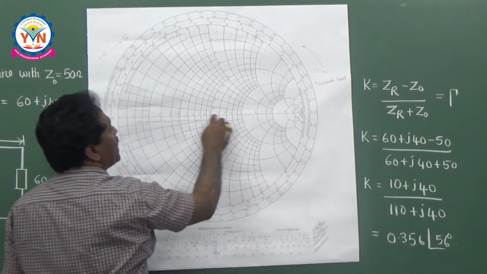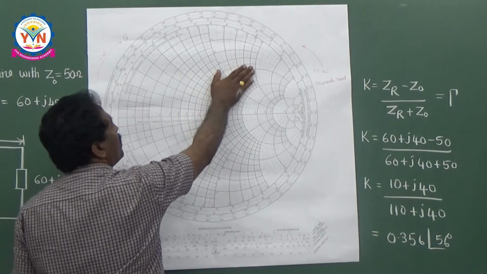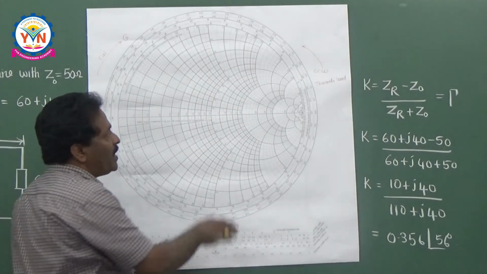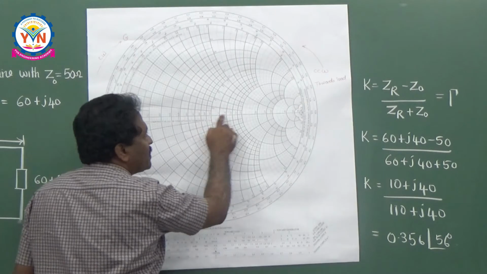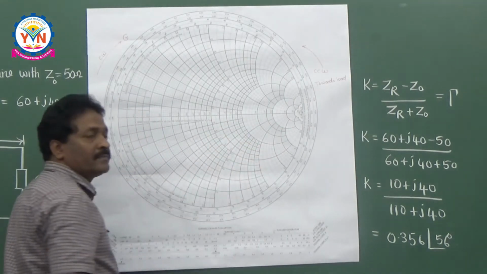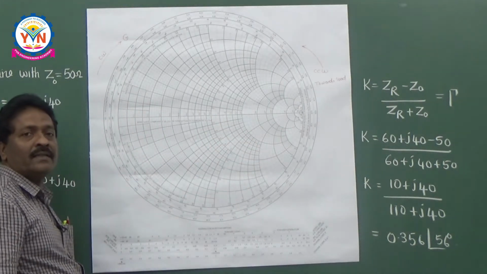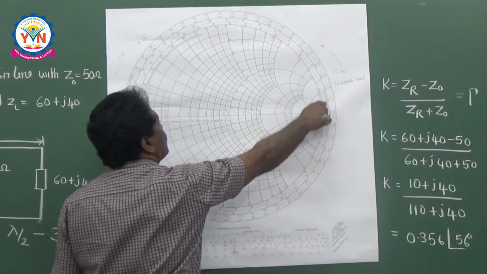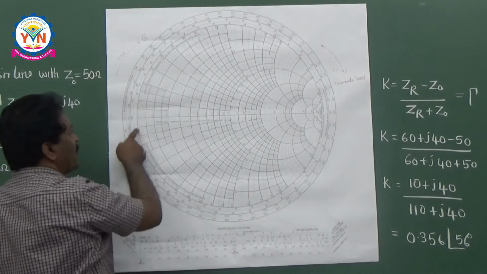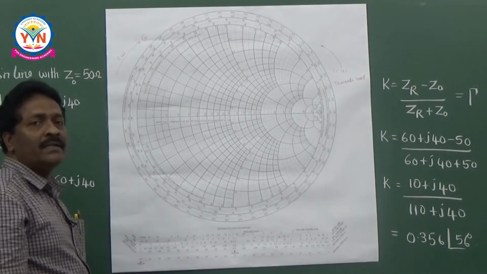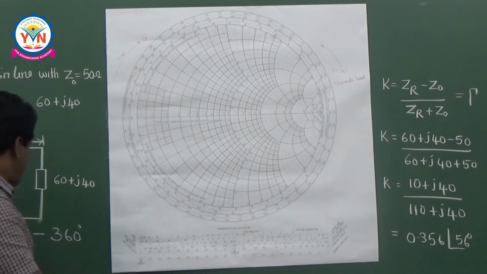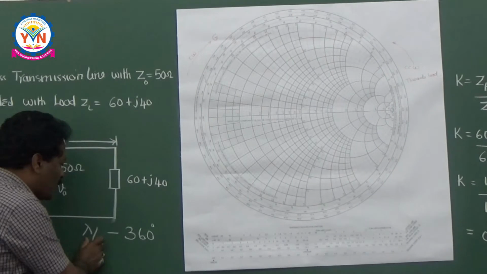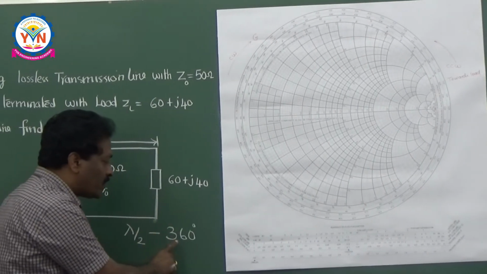The circles above this horizontal axis are called positive reactance circles, positive imaginary circles. Whereas the circles below this horizontal axis are nothing but negative imaginary circles, meaning capacitive circles. To complete one revolution around this chart is nothing but the coverage of lambda by 2. That means it is 360 degrees. So, lambda by 2 corresponds to 360 degrees. If you want to complete one wavelength, that means it is 720 degrees.